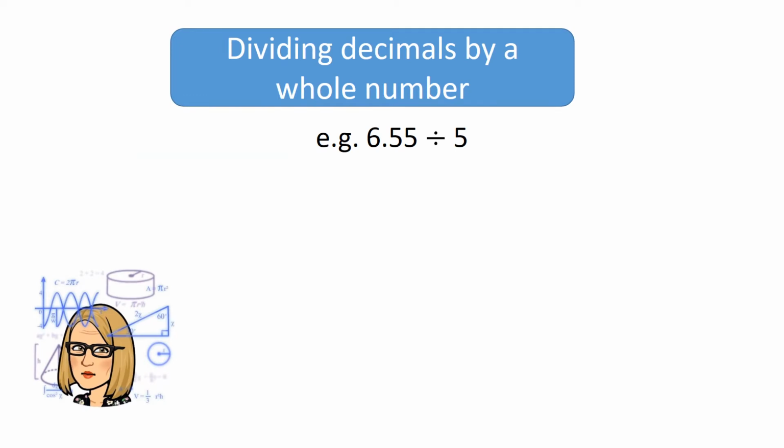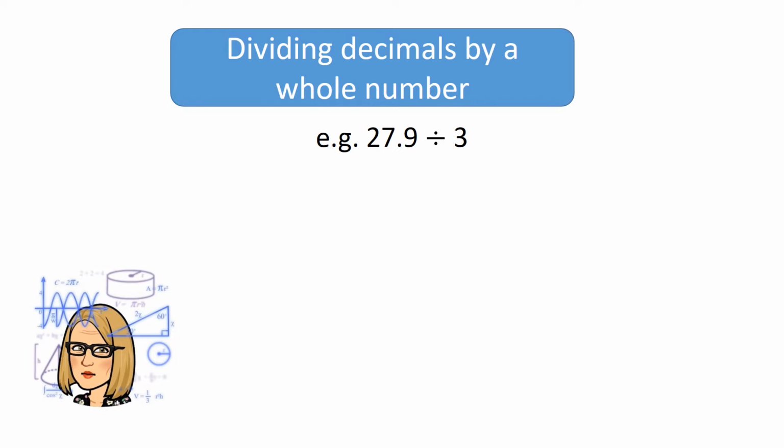So, dividing decimals by a whole number. This is straightforward. You just use your regular method of division. So for me, this is the bus stop method. There's my bus stop, and I'm doing 6.55 divided by 5. So how many 5s are there in 6? There's 1 with 1 remainder, but I've got to remember to put my decimal point in the right place. How many 5s are there in 15? There's 3. And how many 5s are there in 1? There's 1.